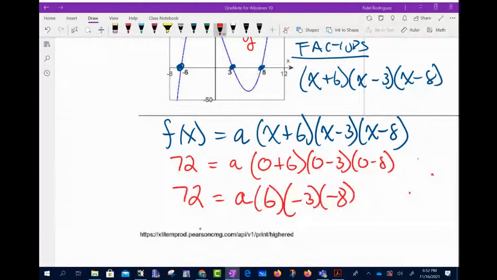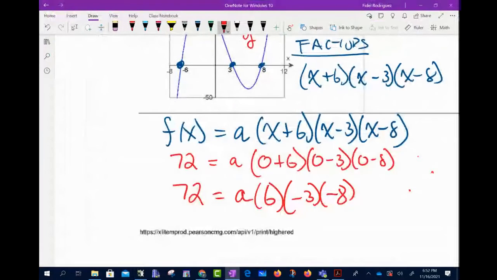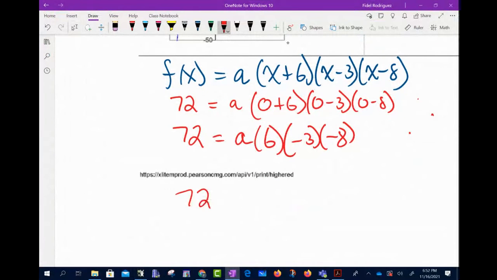Come back, here we go. I'm going to say, what happened here? Okay, so I'm going to say 72 is equal to 144 with an A. I'm going to divide both sides by 144.